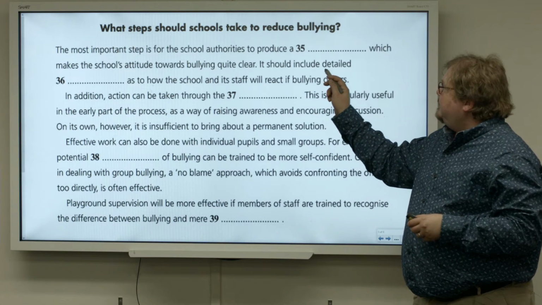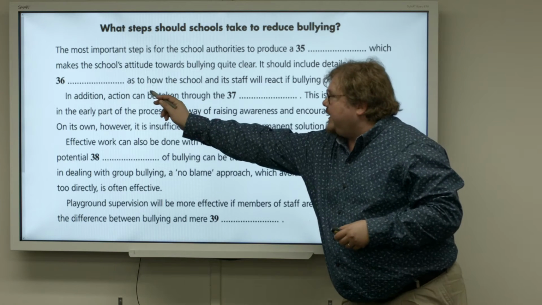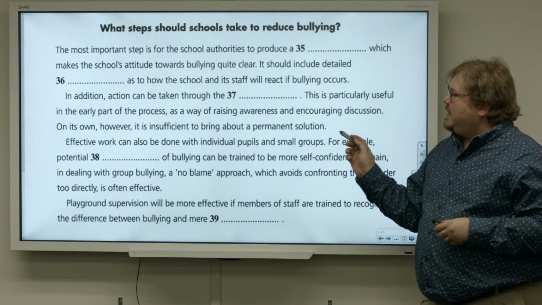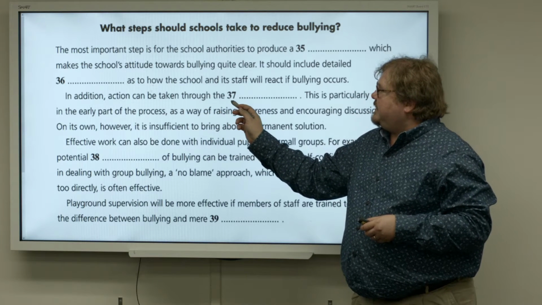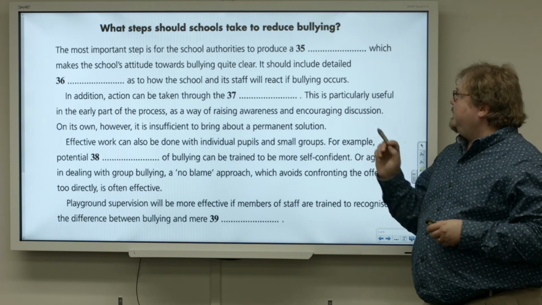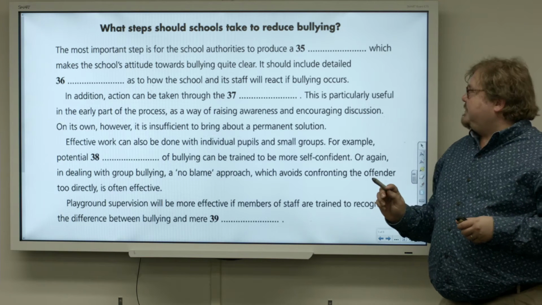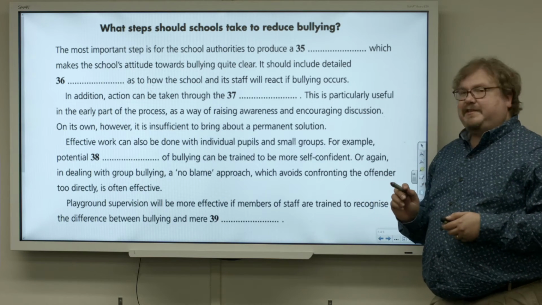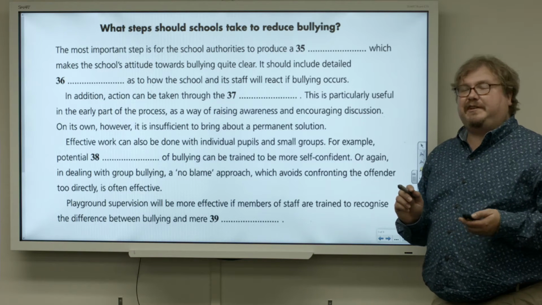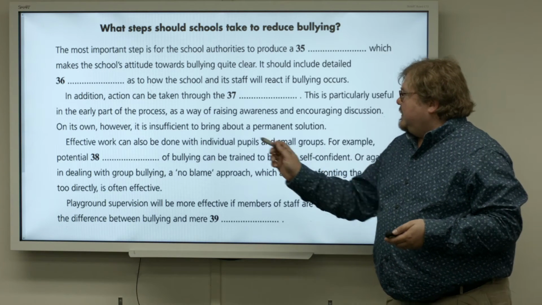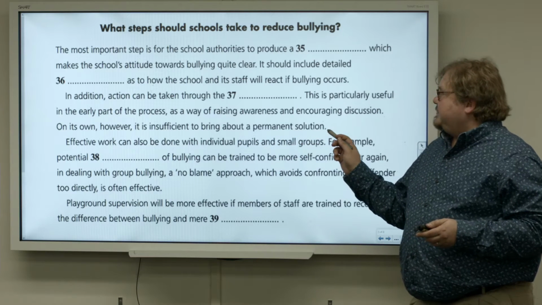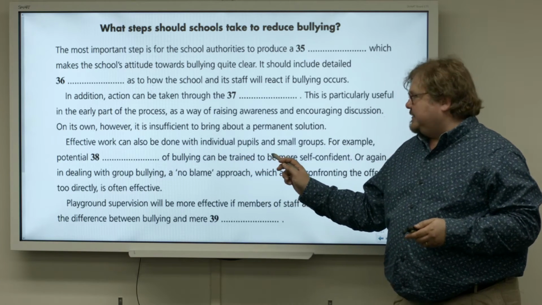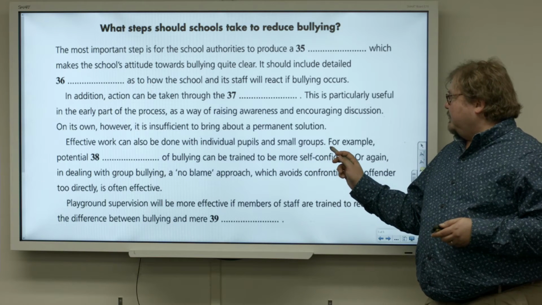It should include detailed blank as to how the school and its staff will react if bullying occurs. In addition, action can be taken through the blank. This is particularly useful in the early part of the process as a way of raising awareness and encouraging discussion. On its own, however, it is insufficient to bring about a permanent solution. Effective work can also be done with individual pupils and small groups.